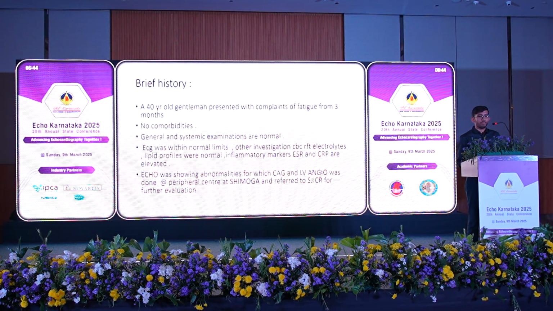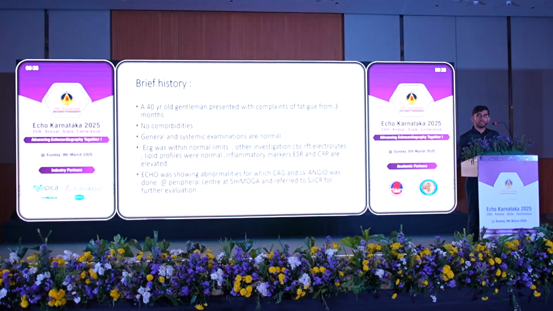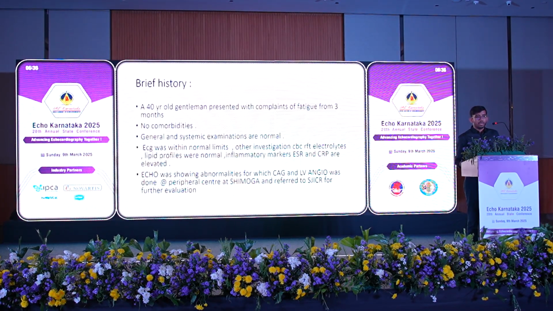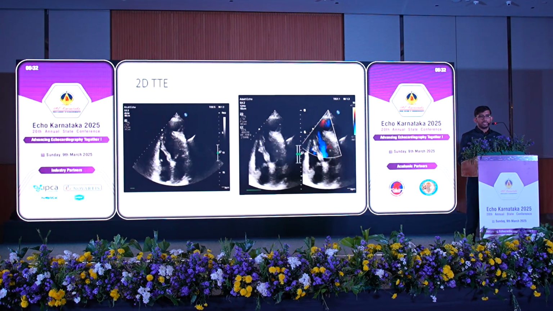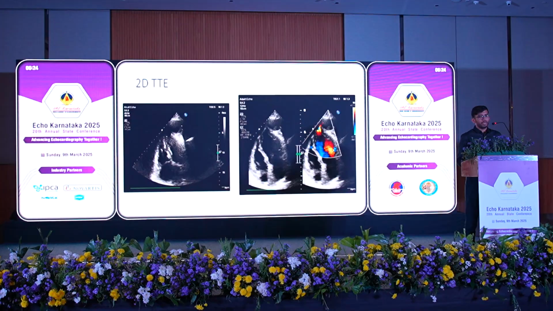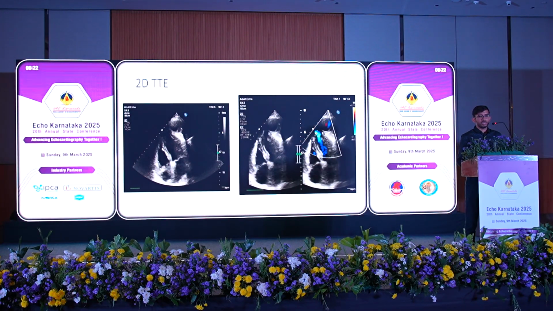Echo was showing abnormalities, for which CAG and LV angio was done at a peripheral center at Shimoga, and he was referred to SJCR Bangalore branch for further evaluation. This is a transthoracic echocardiography apical four-chamber view showing LV apical aneurysm with to and fro flow, with no LV apical aneurysmal clot, and LV ejection fraction is around 45.